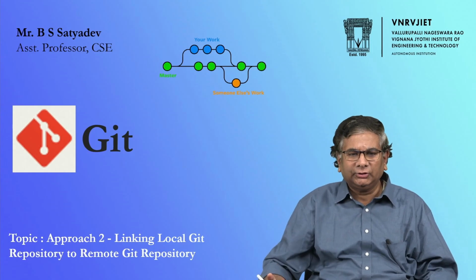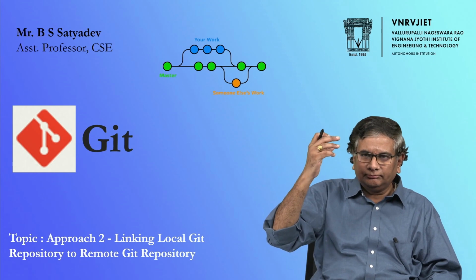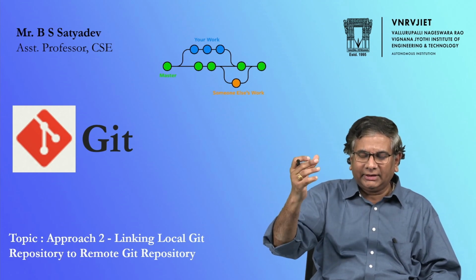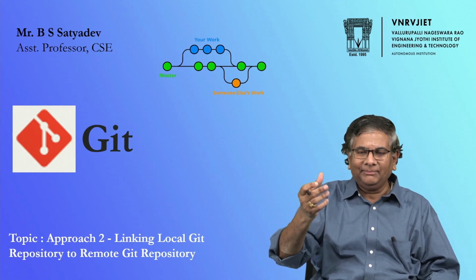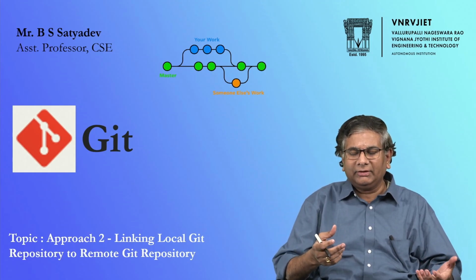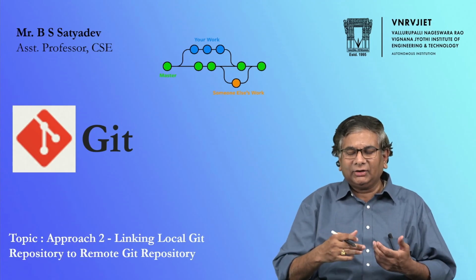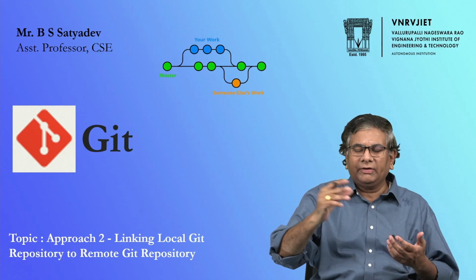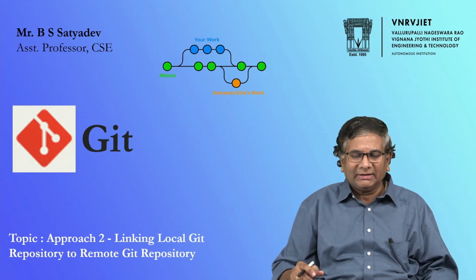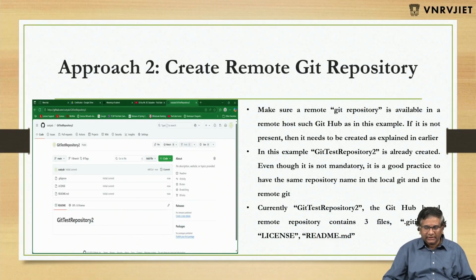Now this is approach 2, or case number 2. In this case, we have a repository in the remote, which the Git host provides. Locally we also have a repository, but there is no link between them. In that scenario, we want to establish the link from local to remote. So how do we do that? That's pretty much what we are discussing in this presentation. Let's go to the next slide now.